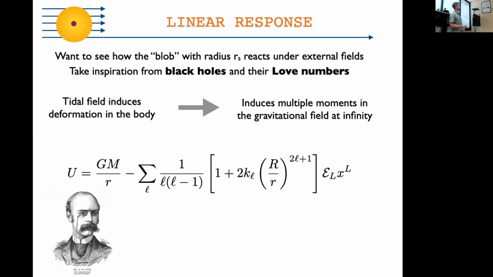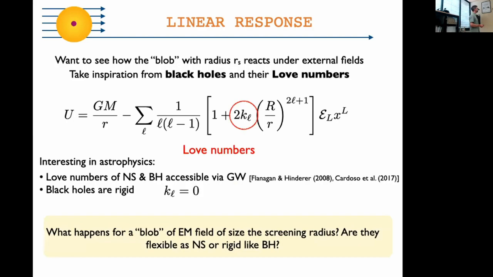Of course, we take inspiration from black holes, and that's exactly what I told you. A tidal field induces deformation in the body, and this reacts by adding other multipole moments to the gravitational field at infinity. You can see from here, this is basically the gravitational field produced by a spherical source, and on top of this we are adding one term, which is basically the external field, where we have extracted epsilon_L, the external field. So this is the ratio of the induced multipoles over the external one, and these coefficients in front are exactly the Love numbers. And this is Mr. Love. So we want to do exactly the same, and we're asking whether we can actually do the same for our situation.